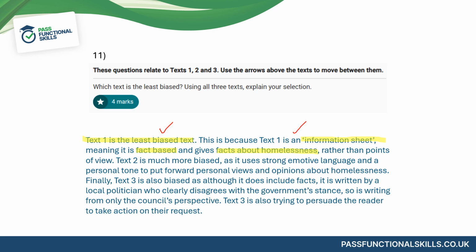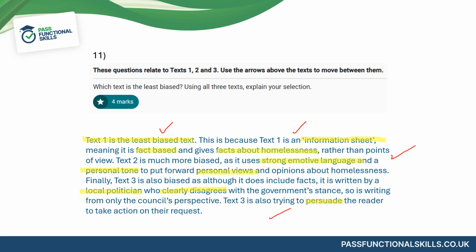That's our second mark. Then the student has explained why text 2 and text 3 are more biased. So they've said text 2 is much more biased as it uses strong emotive language and a personal tone to put forward personal views and opinions about homelessness. So that is our explanation for our third mark for text 2. And then they've said finally text 3 is also biased as although it does include facts, it is written by a local politician who clearly disagrees with the government's stance. So is writing only from the council's perspective, so it's a one-sided text. Then they've also said text 3 is also trying to persuade the reader to take action on their request, therefore making it biased.